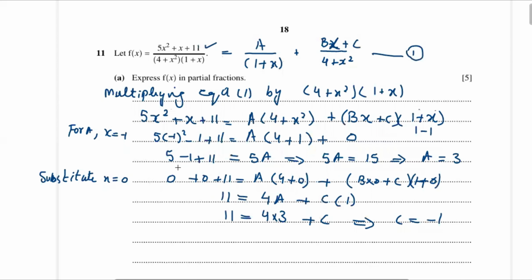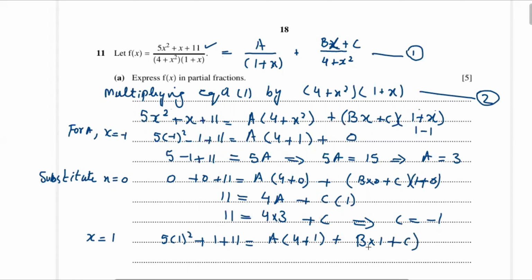For the next value B, we substitute x equal to 1 in this equation. This is the equation, we name it as 2. Now when x equals 1, this equation becomes 5 into 1 square plus 1 plus 11 equal to A into (4 plus 1 square), that is 5, plus B into 1 plus C into (1 plus 1). Now this value is substituted in this equation 2.